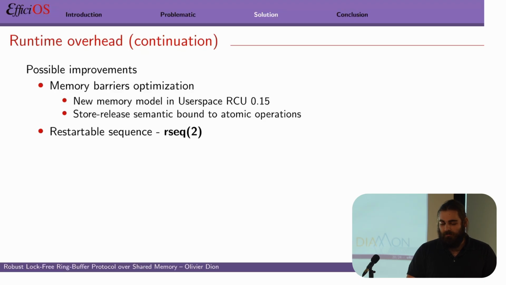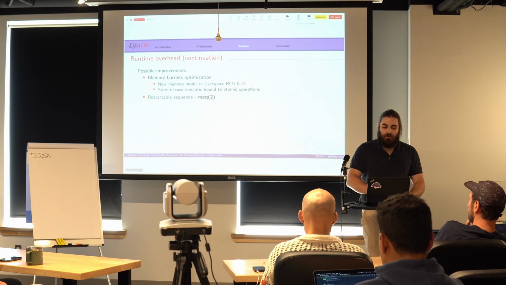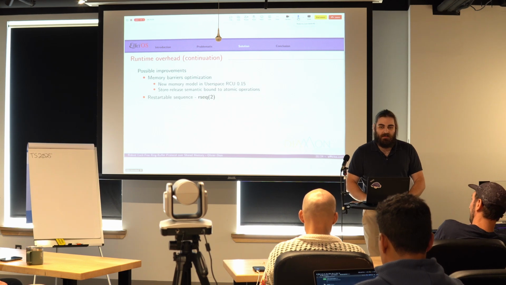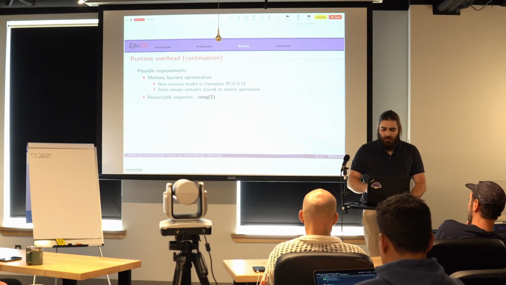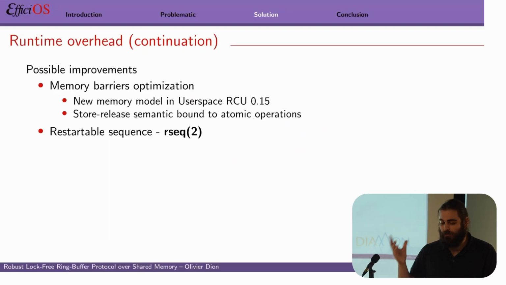Basically, now we are using a memory model that's much closer to the C11 memory model instead of the kernel memory model. So we are closer to a store-release semantic bound to an atomic operation, instead of having a memory barrier that's not integrated with the atomic operations. And we also have some plan maybe to use restartable sequences. For the whole protocol, we've made sure that it was possible to implement it without any atomic operation, but only using restartable sequences.